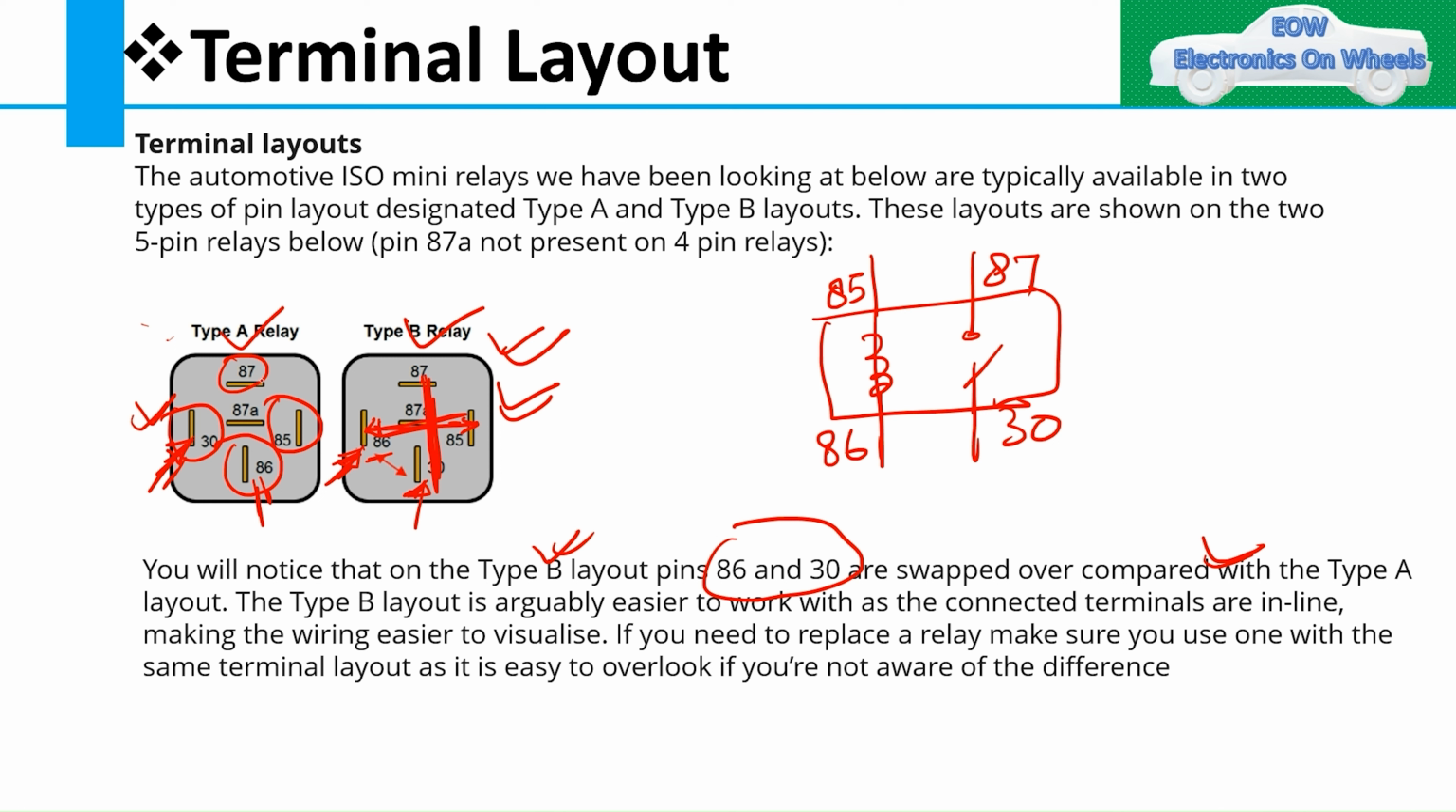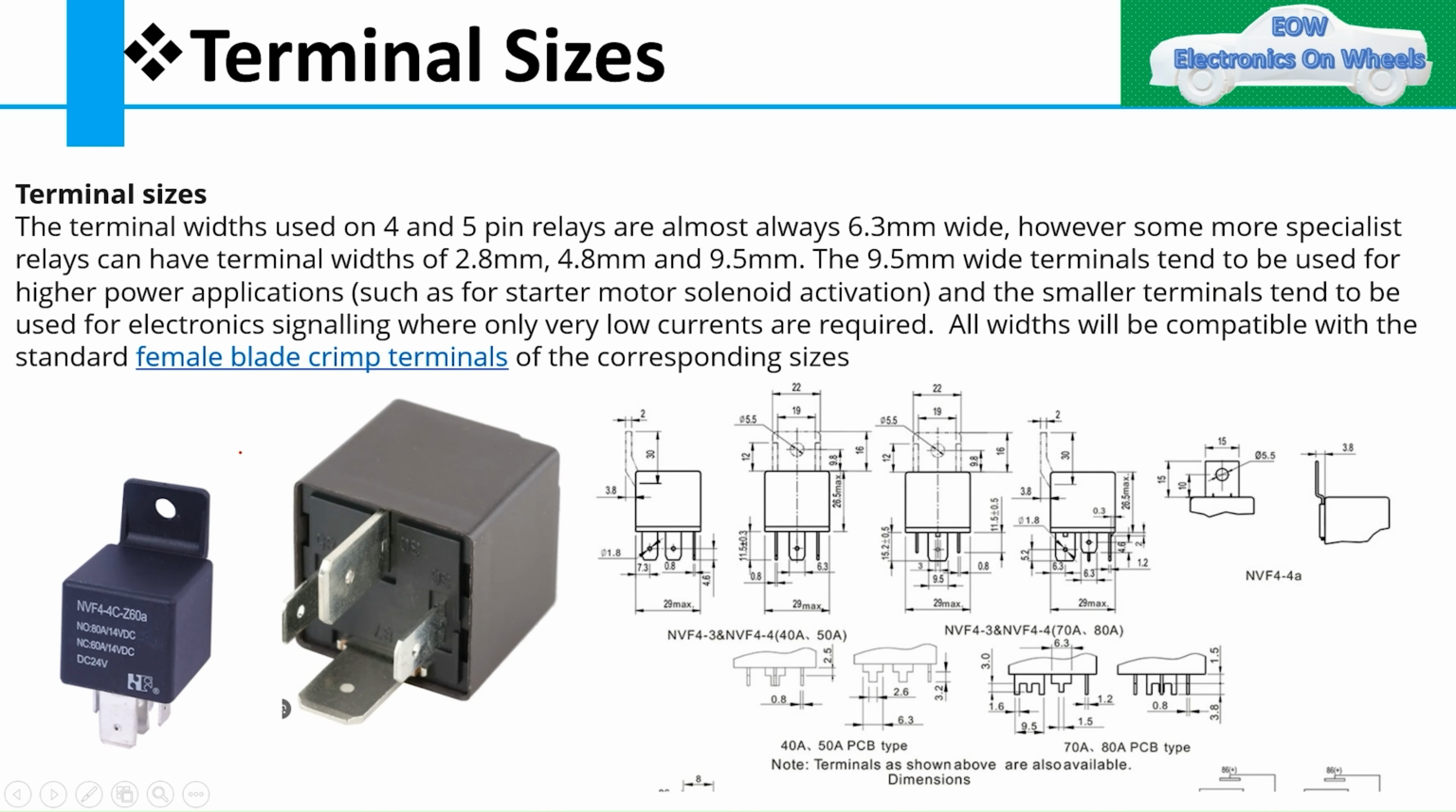But in this one you might get confused, like whether 87 is my contact or 86 is my coil. It will be confusing. I will show you some of the relay representations where you will understand. If I ask you about 87 and 30, you can directly tell that 87 and 30 is my contact, and 86 and 85 is my coil.